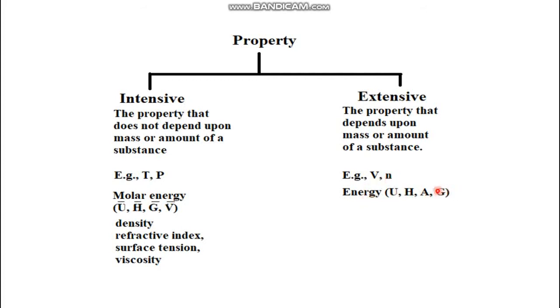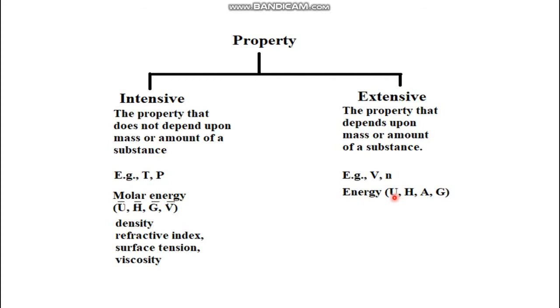All the energy terms such as U, H, A and G, you will learn about them later. So all the energy terms, internal energy, heat content or enthalpy, work function or Helmholtz free energy, and Gibbs free energy, all these energy terms are extensive. They all depend upon mass or amount of the substance, whereas the same energy per mole is mass independent, because for 1 mole the energy term is the same. So in that case it becomes U bar, H bar, A bar and G bar. This then becomes an intensive property, mass independent.